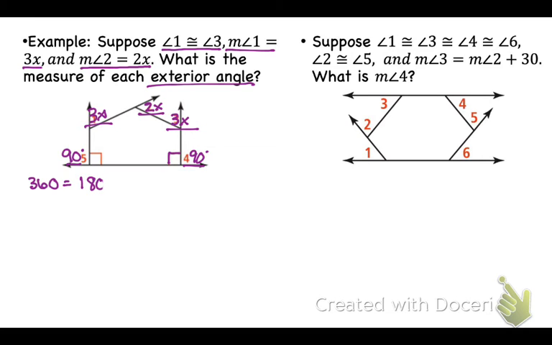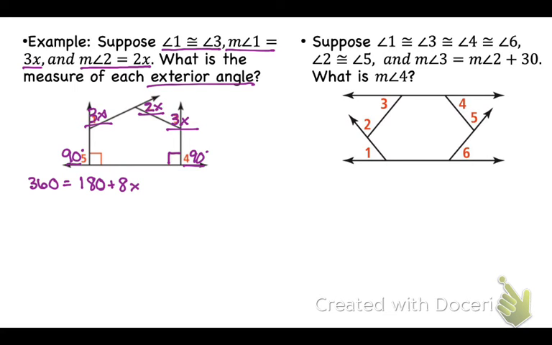Correct? Yes. Okay, I just combined like terms, didn't I? Could I have written them all out? Could I have said 90 plus 90 plus 3x plus 3x plus 2x if I wanted to? Waste of time. We know how to combine like terms, don't we? Okay, now what do I do?